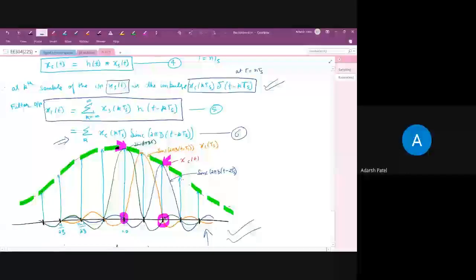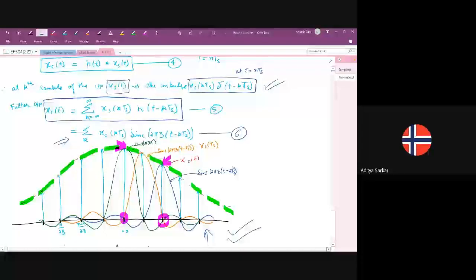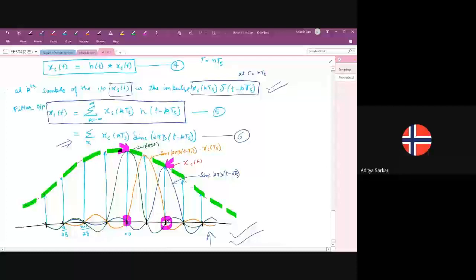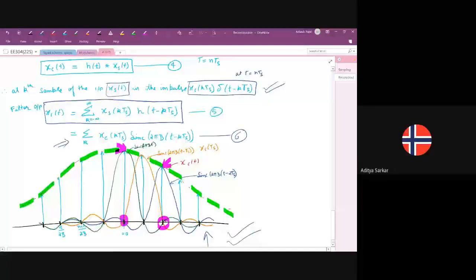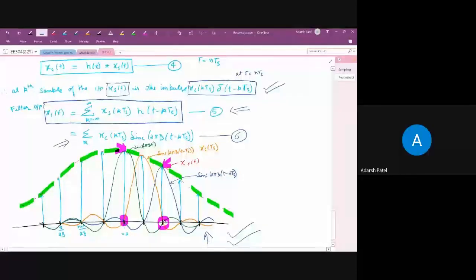So, sir, what you are trying to do is, first we have x(kT_s), and then you are replacing it with x_c(kT_s) delta of t minus kT_s, and our transfer function is this sinc function, right? Yes, that is equation 6, but we can do everything from equation number 5 itself.